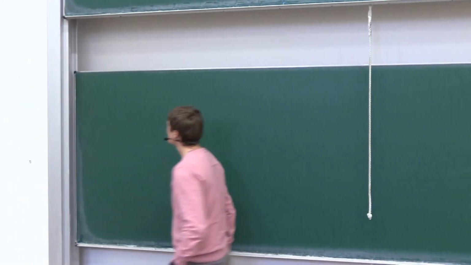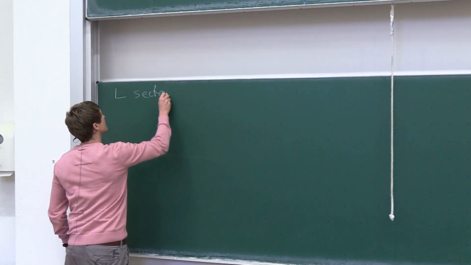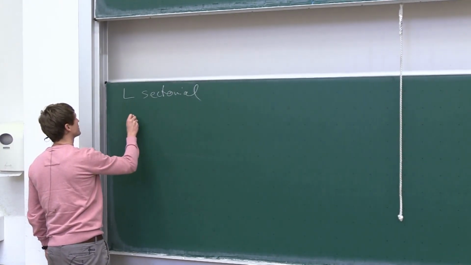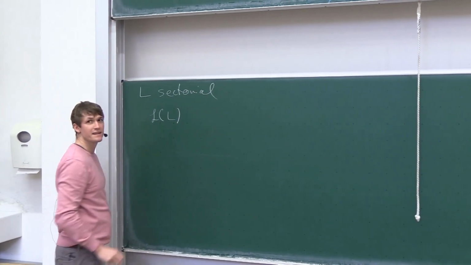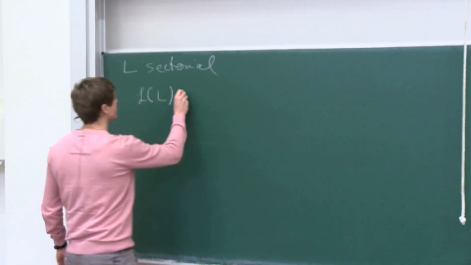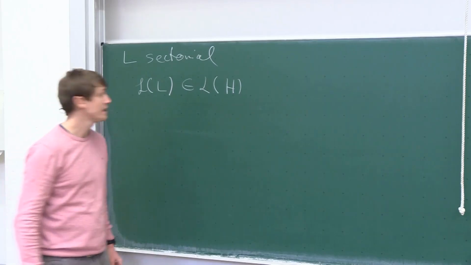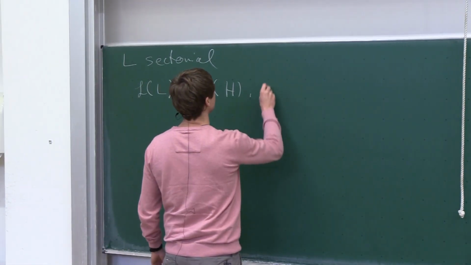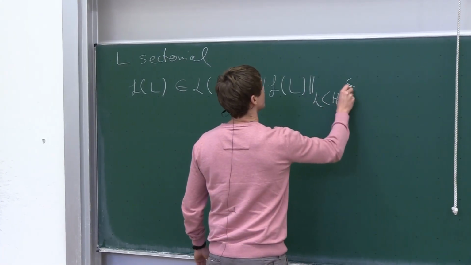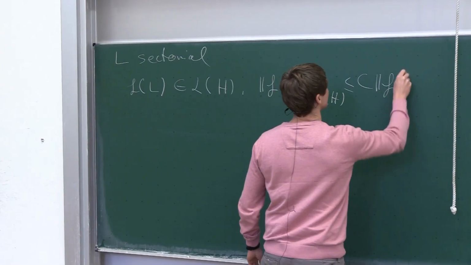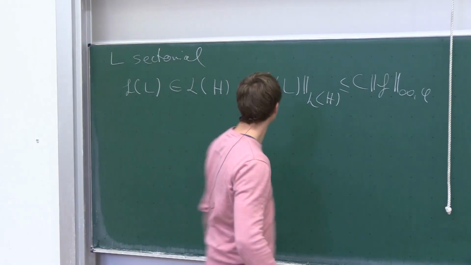So on Monday, we introduced a notion for some sectorial operator L, namely the boundedness of the H-infinity calculus, which means that if we plug L into some bounded function f, then this property means that this always gives some bounded operator f of L, and that we can control the operator norm of f of L by some constant times the supremum norm of f on some sector S with angle phi.